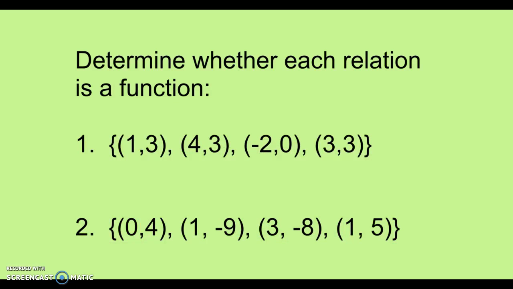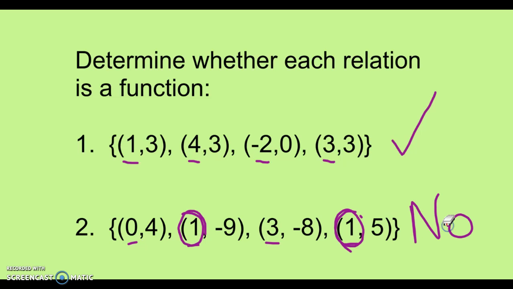So let's look at one of these. One of these is a function and one is not. I'm going to look at this one. In our x values, we have 1, 4, -2, and 3. None of those x values are repeating, so yes, that is a function. But let's look at the next one. You've got 0, 1, 3, and another 1. Because there are two 1s in this list, it is not a function at all.